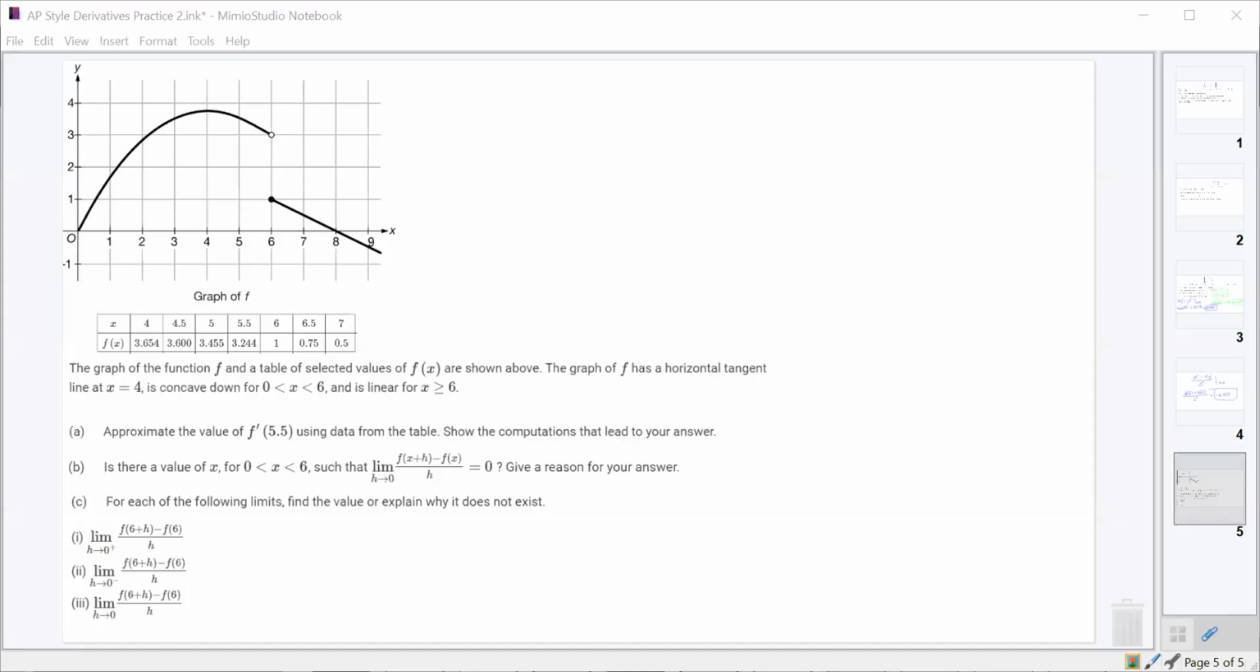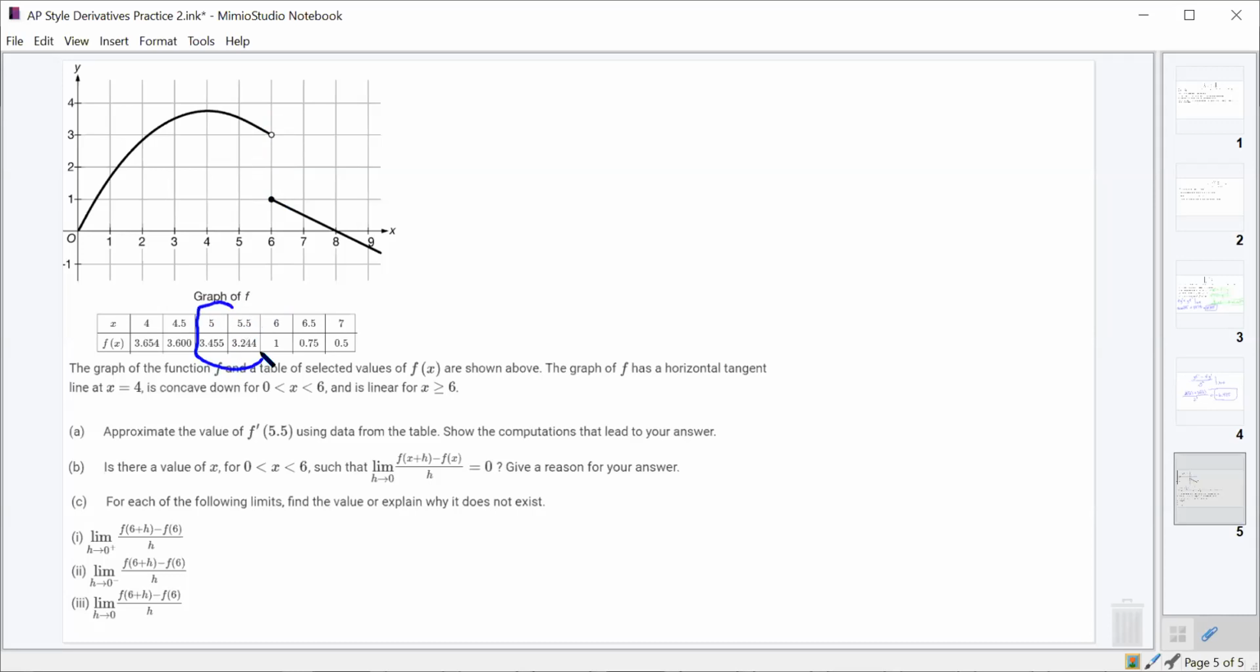So for part A, it wants us to approximate the value of f prime at 5.5, so the derivative of f at 5.5. We need to pick some interval of x values that includes 5.5, but that doesn't go past the value at 6. In fact, we can't even use the value at 6 because our function changes nature there. It goes from being this concave down function to this linear function, right? So it's a piecewise defined function. We have to use something below 6.